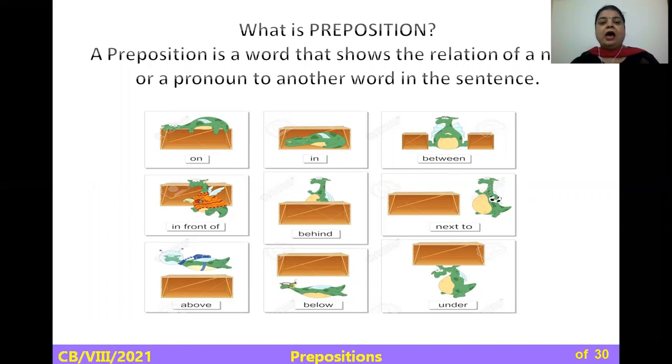The dragon is above the box. The dragon is below the box. The dragon is under the box. So the words on, in, between, in front of, behind, next to, above, below, and under are prepositions, as they tell us about the relation of a noun, that is the dragon, to the other word, that is the box. Children, the other word can be a noun, a verb, or an adjective.